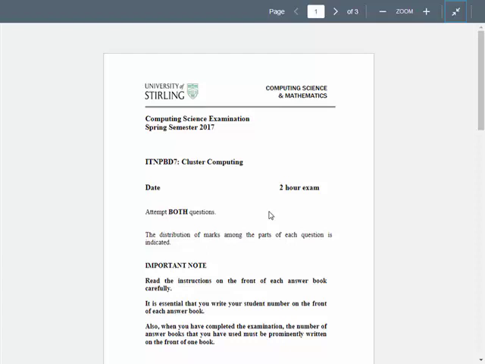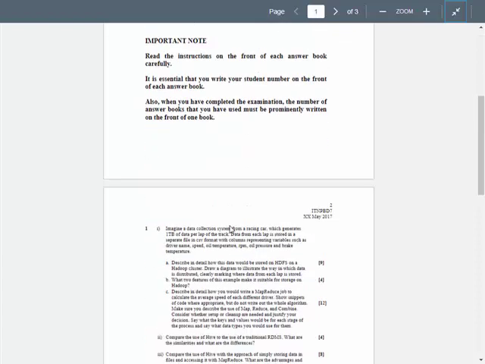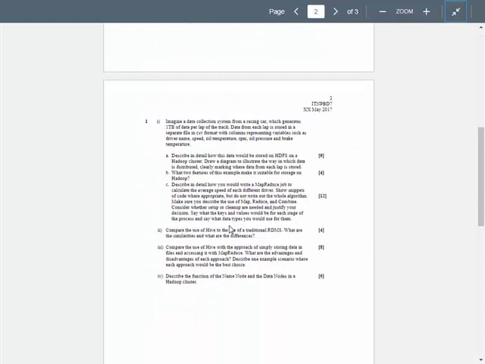So the format this time is pretty much the same as last time. There's 2 questions, still the same. But anyway, you answer all of the questions. And probably the main thing to point out is that they're split.